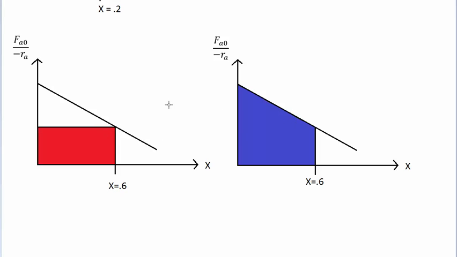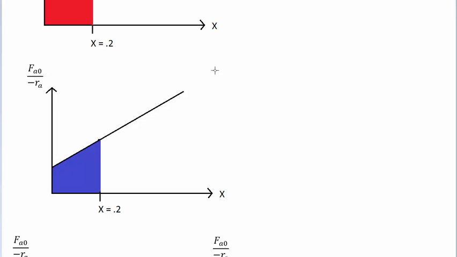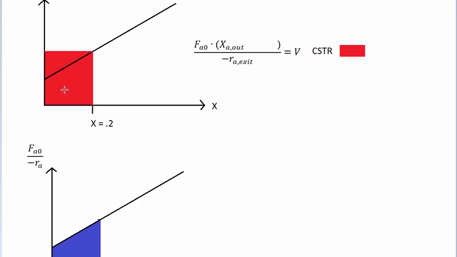Remember, you're trying to minimize volume, and on these plots volume is the area, so you want the smallest possible volume for a conversion. So if I wanted a conversion of 0.6, the optimal reactor would be a CSTR. Over here, if I had a positive sloping profile, the best setup is going to be the PFR, because the CSTR gets this extra chunk over here.